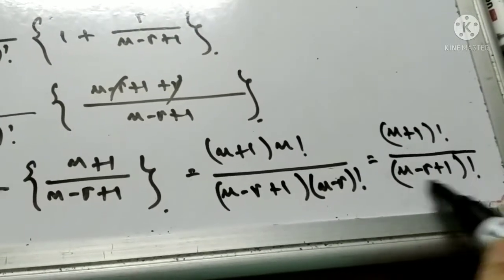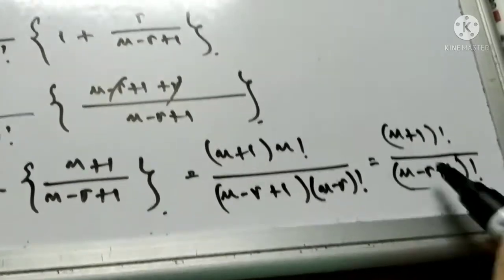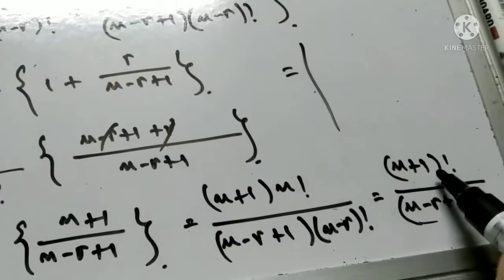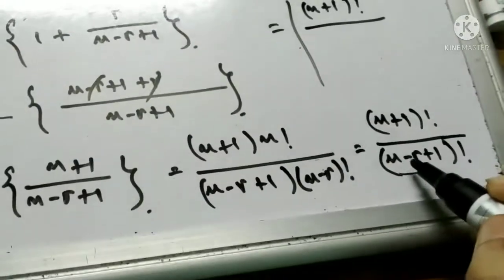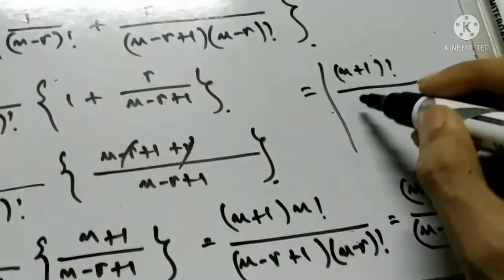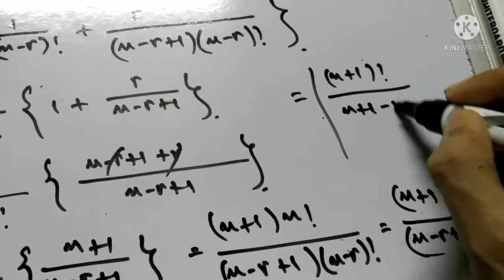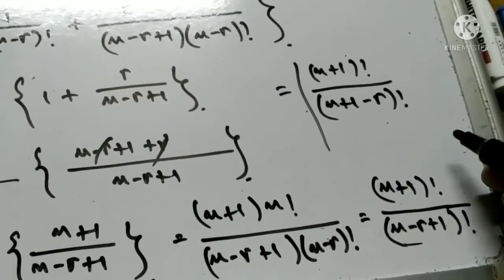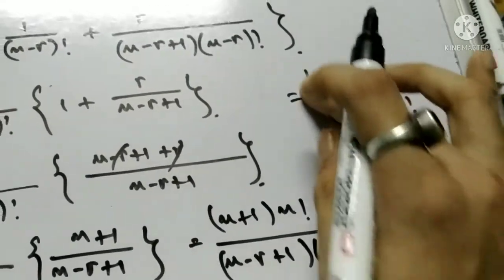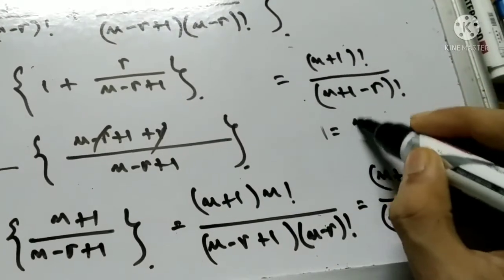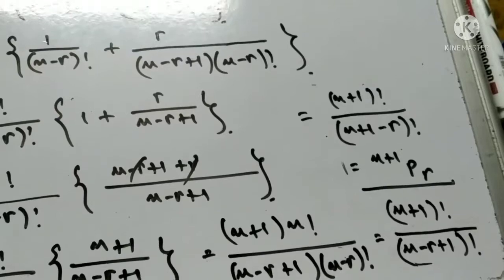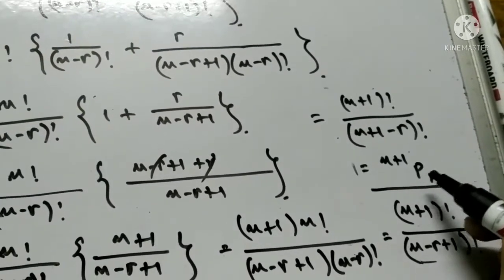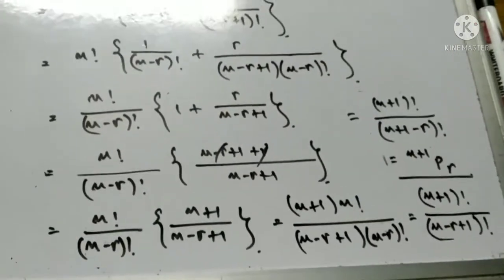Now here I will make a little change. This is (n plus 1) factorial by (n minus r plus 1) factorial. I will make this (n plus 1 minus r) factorial. So this whole thing is equal to (n plus 1)Pr, which is equal to the RHS.